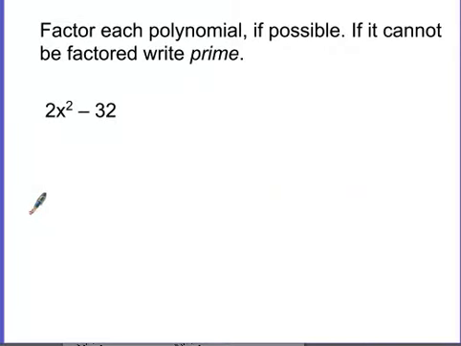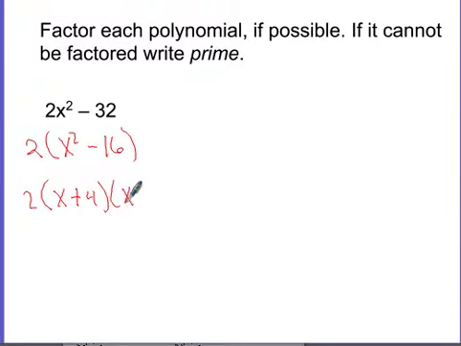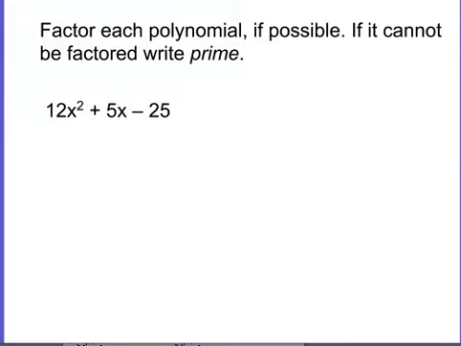Okay, factor each polynomial. Can we factor anything out? 2. So we can take a 2 out. We've got x squared minus 16. Now we've got a difference of squares, right? So it's 2 times what? x minus 4 and x plus 4. Okay, so that one's factored.